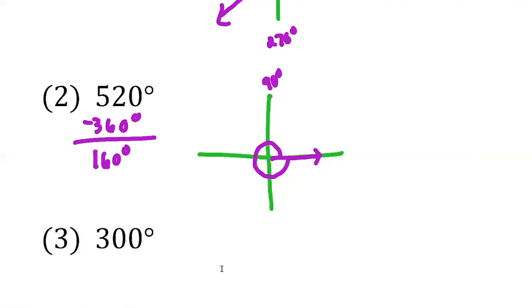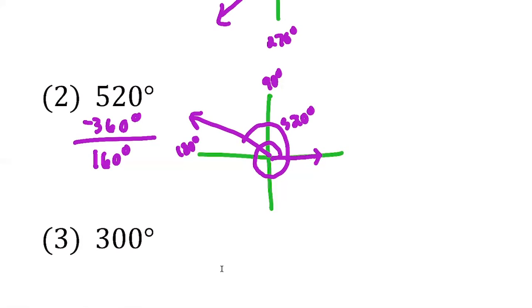90 would be here, 180 would be here. So if I keep going, it's more than 90 and it's less than 180. So my final angle here, my terminal side, would end up being here. And that would be a 520 degree angle.